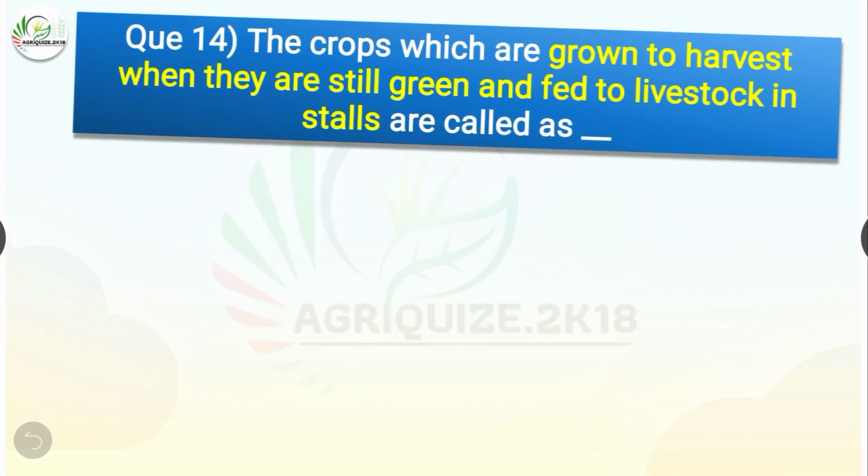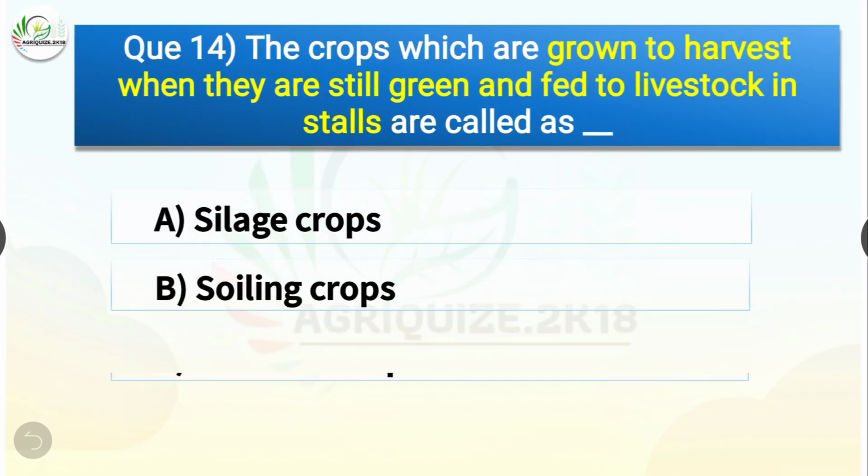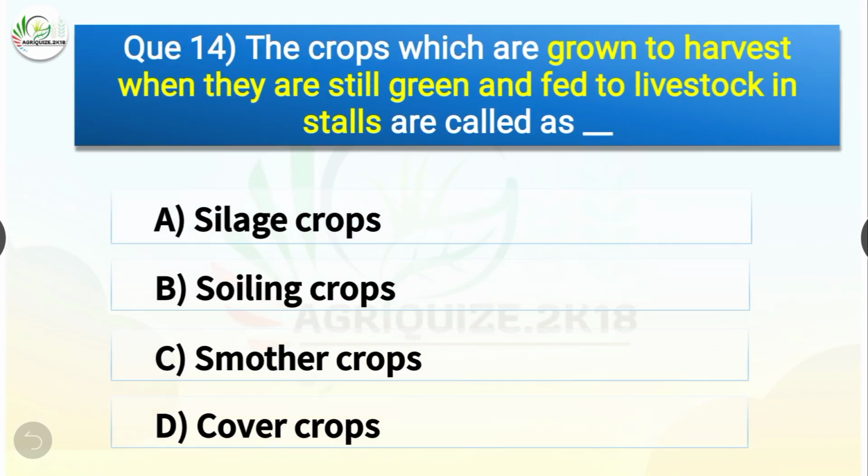Moving on to the next question, the crops which are grown to harvest when they are still green and fed to livestock in stalls are called as dash. The options are silage crops, soiling crops, smother crops or cover crops. The correct answer is option B, soiling crops. So the crops which are grown to harvest when they are still green and fed to livestock in stalls are called as soiling crops. Let's know more about it.